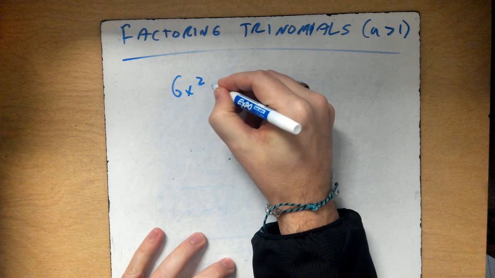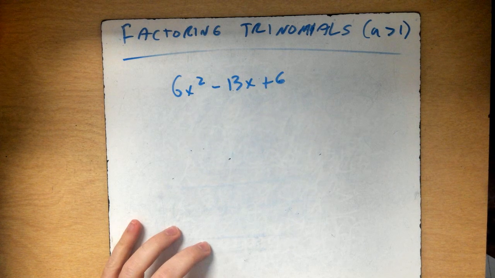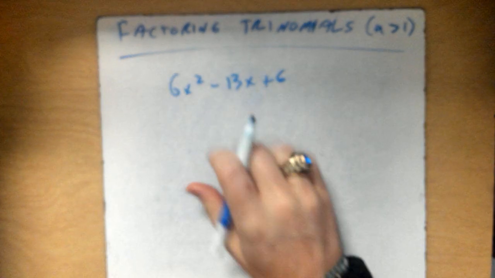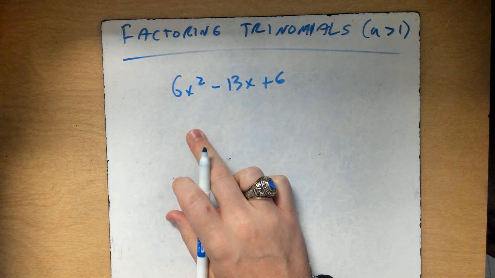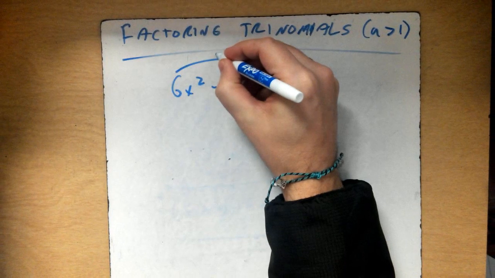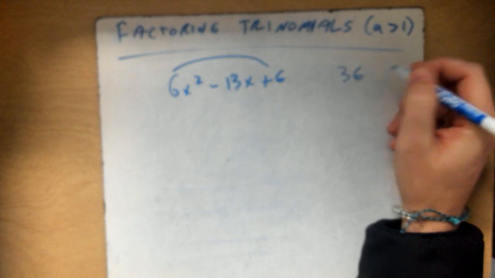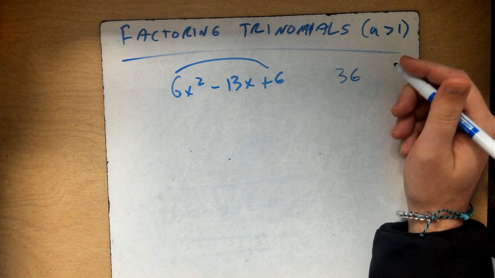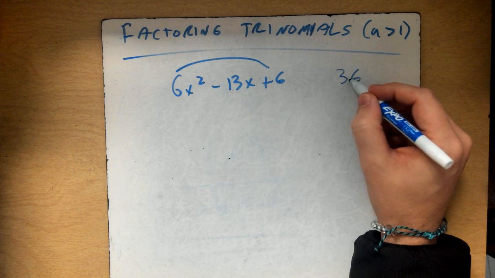Next: 6x squared minus 13x plus 6. Once again, because I have 13 in the middle, I can't divide anything by 6. So I multiply. When I do that, what do I do times? Well, you know by now. 6 times 6 gives me 36. So what multiplies to 36?